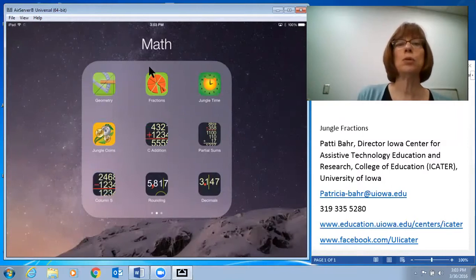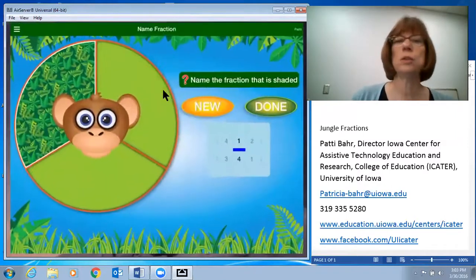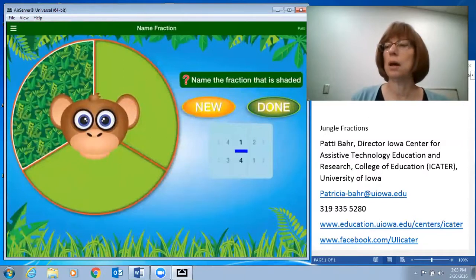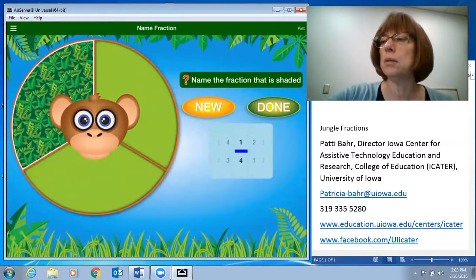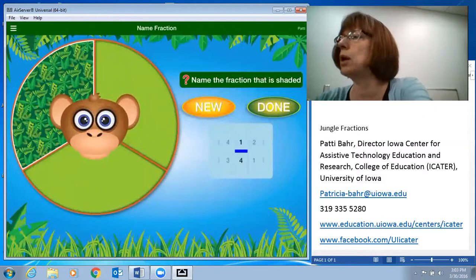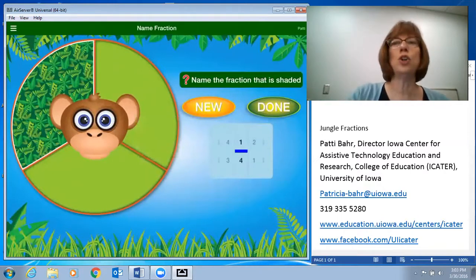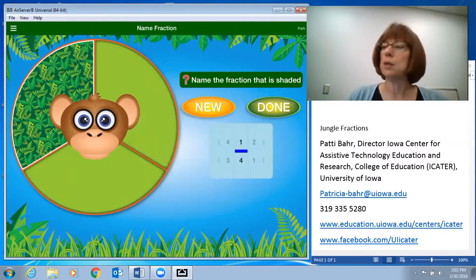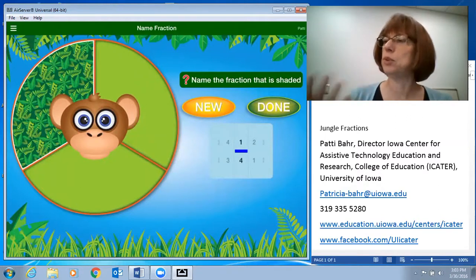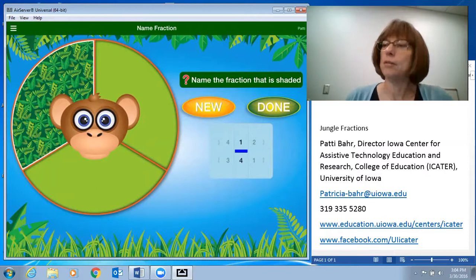So we're going to go in here to Jungle Fractions, and I hope that you can hear some of the sounds on here. I'm going to try to turn up the sound on my iPad as much as I can so that you can hear it, because it's got these fun jungle sounds. Right now it's just some background of jungle birds chirping, which might be kind of interesting for some of our students.